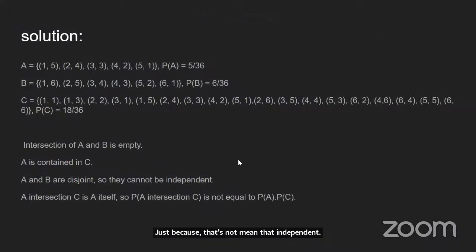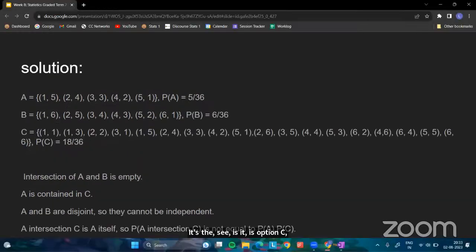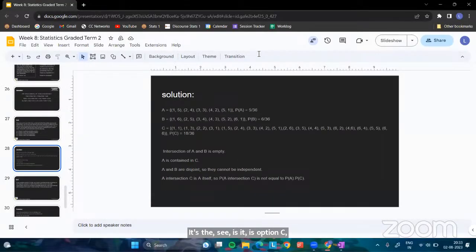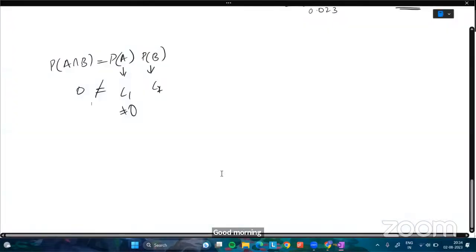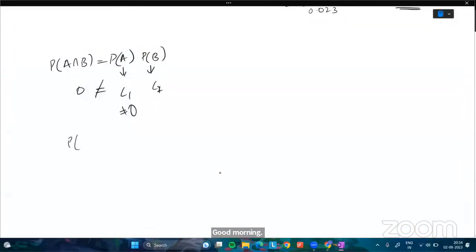Is option C clear to everyone? Are there any doubts for option C? No, ma'am. Okay, so option D is they're asking us if A and C are independent.